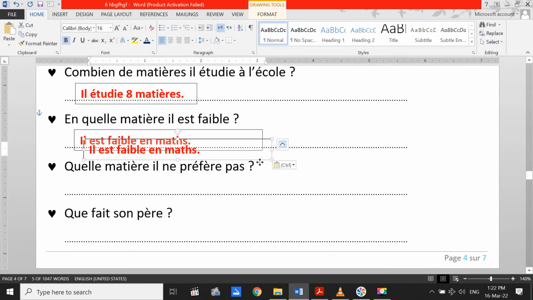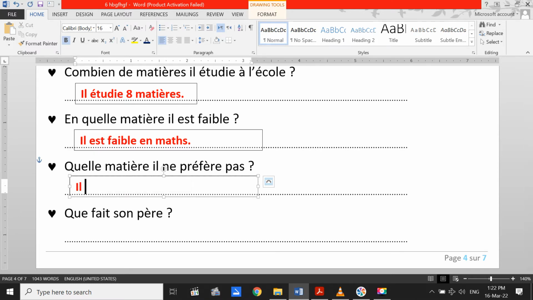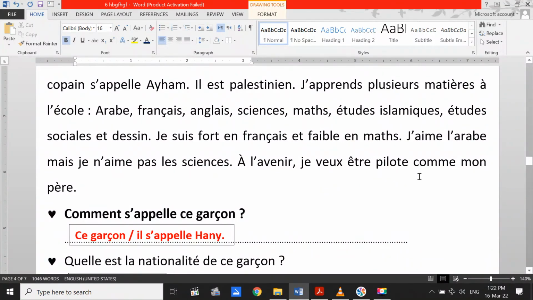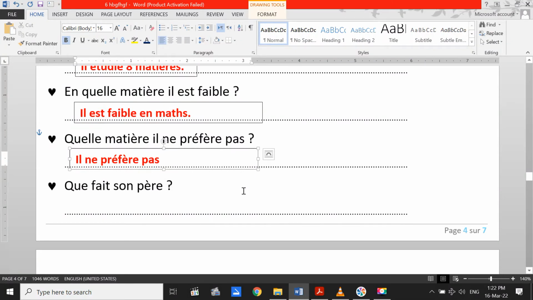Another question here. Quelle matière il ne préfère pas? What subject doesn't he prefer? Il ne préfère pas means he doesn't like. J'aime l'arabe et je n'aime pas les sciences. Pay attention here, we said je n'aime pas. And aimer means like, prefer, adore, it's like a synonym. Je n'aime pas les sciences. So here, quelle matière? Il ne préfère pas, he doesn't like les sciences.